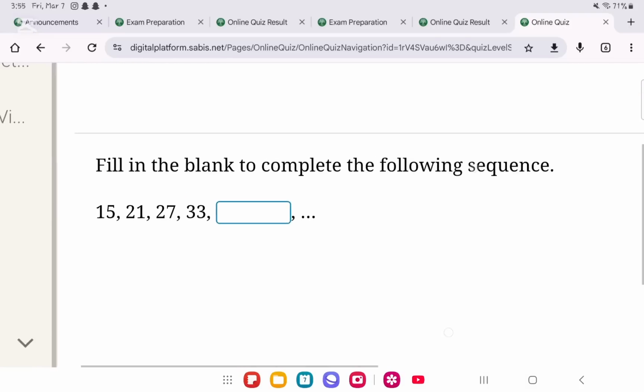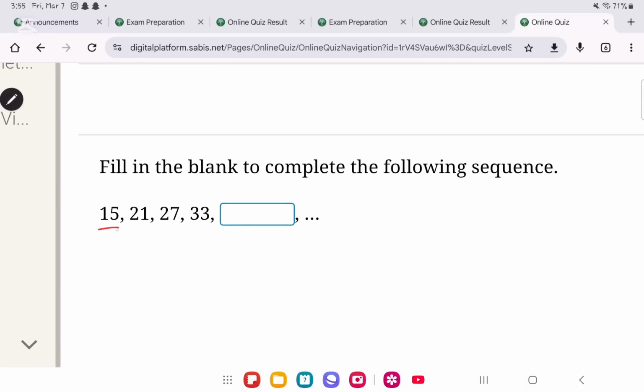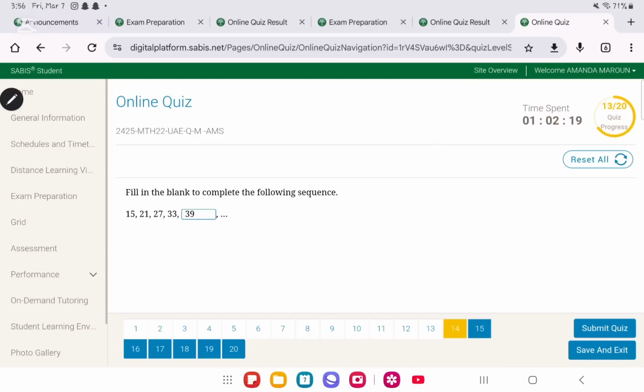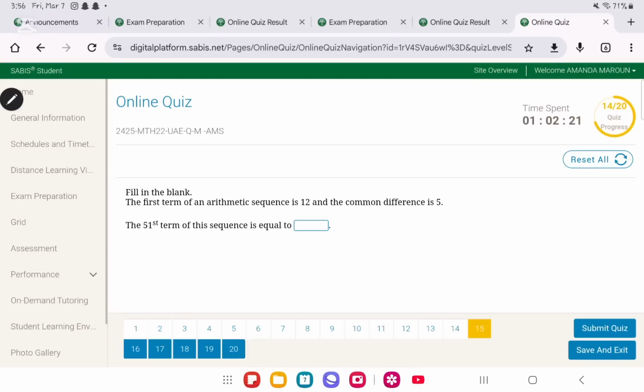You need to complete the sequence. As you can see, from 15 to 21, you're jumping 6. 21 to 27, you're jumping 6. 27 to 33, you're jumping 6. So most likely, you're going to be jumping 6. So it's going to be plus 6, 33 plus 6, which is 39. We move on to question number 15.